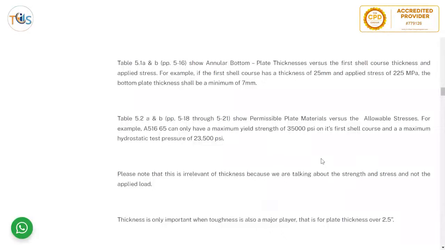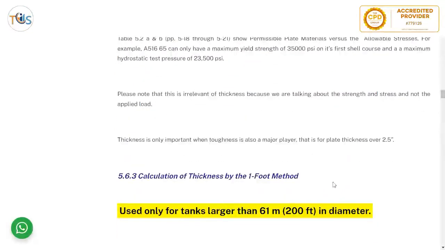Tables 5.2a and b on pages 518 through 521 show permissible plate material versus the allowable stress. For example, A516/65 can only have a maximum yield strength of 35,000 psi on its first shell course and a maximum hydrostatic test pressure of 23,500 psi. Please note that this is irrelevant of thickness because we are talking about the strength and stress and not the applied load. Thickness is only important when toughness is also a major player, that is for plate thickness over 2.5 inch.